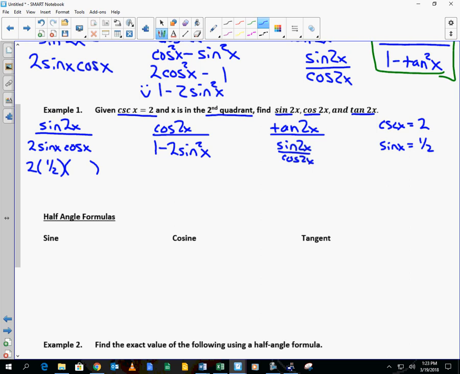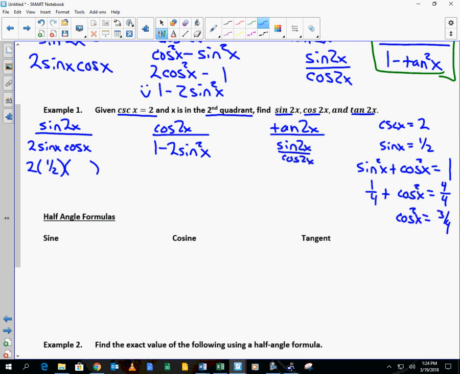Very good. Sine squared of x plus cosine squared of x is equal to 1. Square sine, what do I get? 1/4 plus cosine squared is equal to 4/4. You guys are so smart. Subtract the 1/4. I have cosine squared is equal to 3/4.